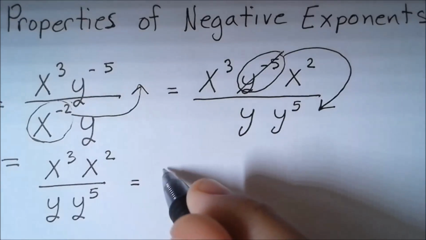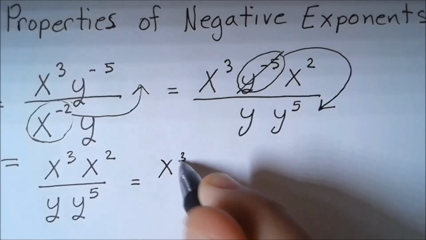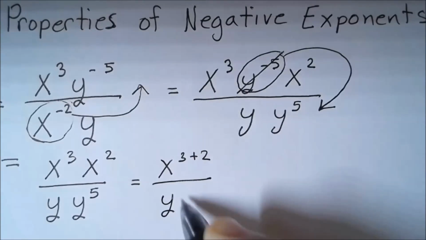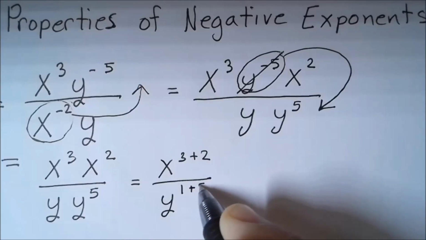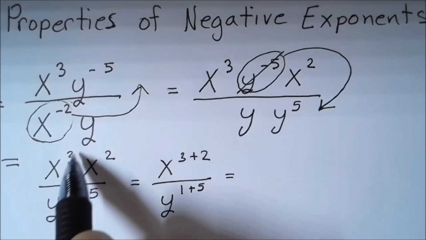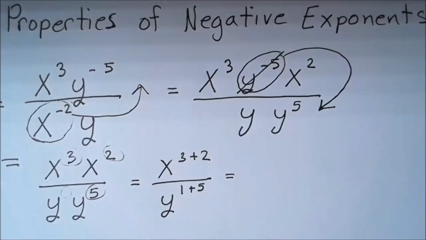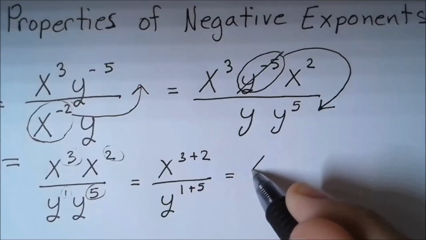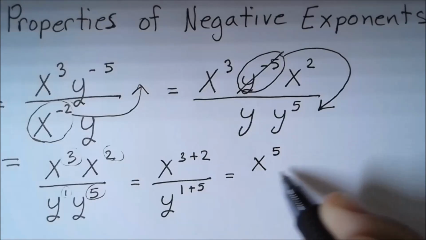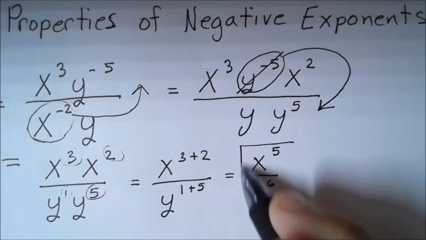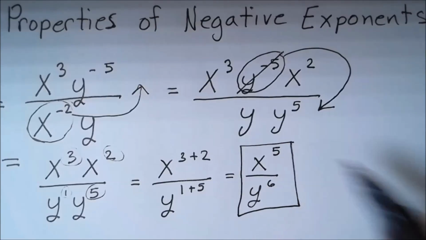So now what we're going to have is x to the power of 3 plus the power of 2 over y to the power of 1 plus the power of 5. Because we remember, whenever we multiply, we add the powers. There's a power of 1 there, and there's a power of 5 there. So then we have x to the power of 5 over y to the power of 6. And that is my final answer.